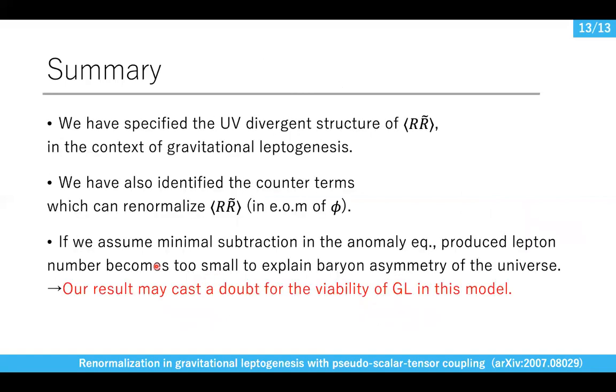Okay, so let me summarize. In this work, we specify the UV divergence structure of this integral in the context of gravitational leptogenesis. And we have also identified the counterterms which can renormalize this integral. Then, if we assume minimal subtraction in the anomaly equation, the lepton number becomes too small to explain the baryon asymmetry. So our result may cast doubt on the viability of gravitational leptogenesis in this model. Okay, so that's all.